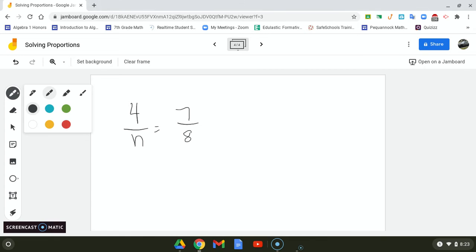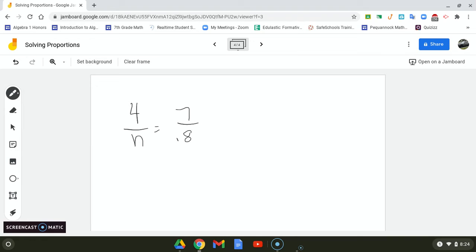Now, this is one of those problems where you're going to be tempted to say, well, wait, I have a 4 and I have an 8. I want to reduce that. Well, you can't because you're not allowed to reduce across the equal sign. Remember, the equal sign is kind of like a barrier there. You can never reduce across the equal sign. So we're going to solve this using our cross product method.